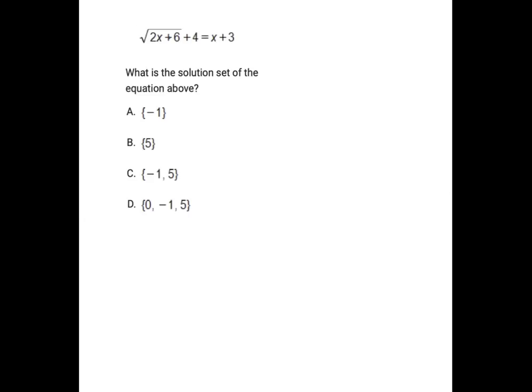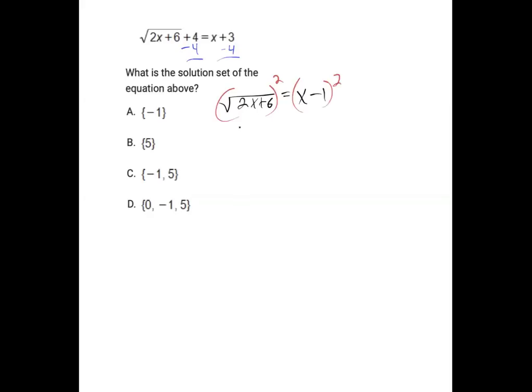Here on this question, we have a radical. And the first thing you want to do with a radical is isolate it. We want to isolate the radical. So we can take away 4 from both sides, and we'll get the radical 2x plus 6 equals x minus 1. Once you isolate the radical, that means you can square both sides.